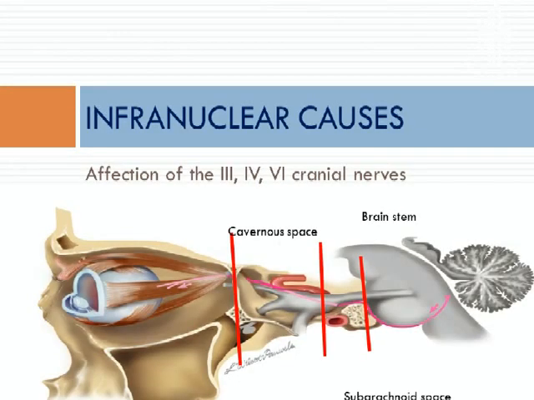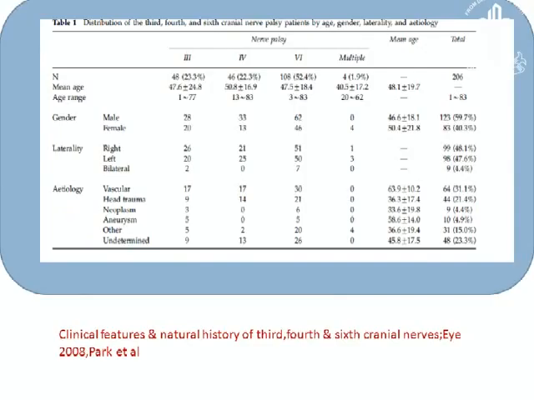So as said, the infranuclear causes are mainly affection of the third, fourth and sixth cranial nerves. As you see, you have involvement of the brainstem, that is the fascicular involvement, or you could have from here to here, this is the subarachnoid space involvement, and this part is the involvement of the cranial nerves within the cavernous sinus, and this is the intraorbital part. According to the distribution of the third, fourth and sixth cranial nerves, as you can see, the sixth is the most common.